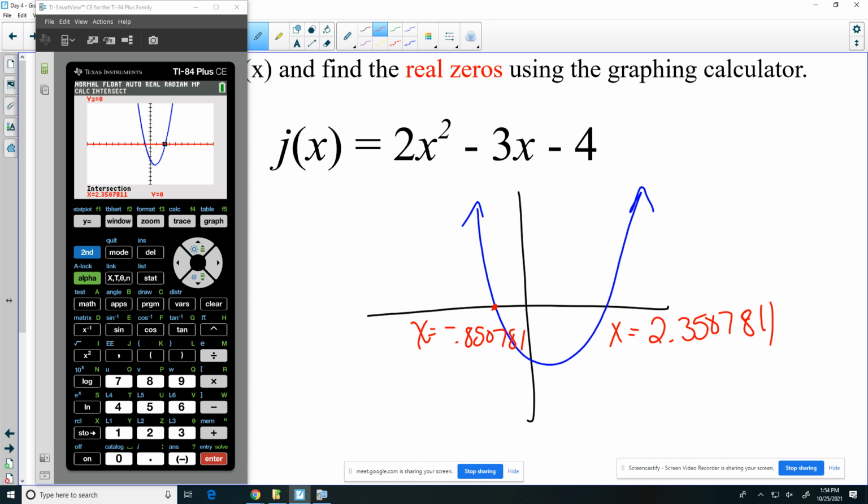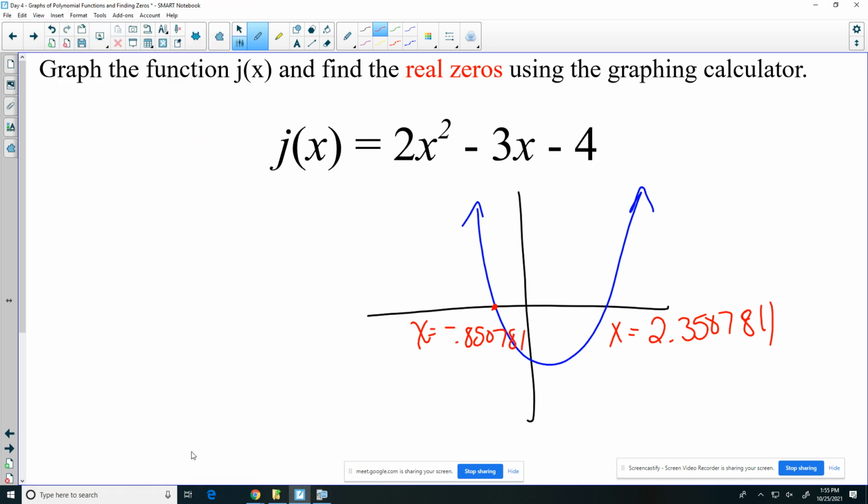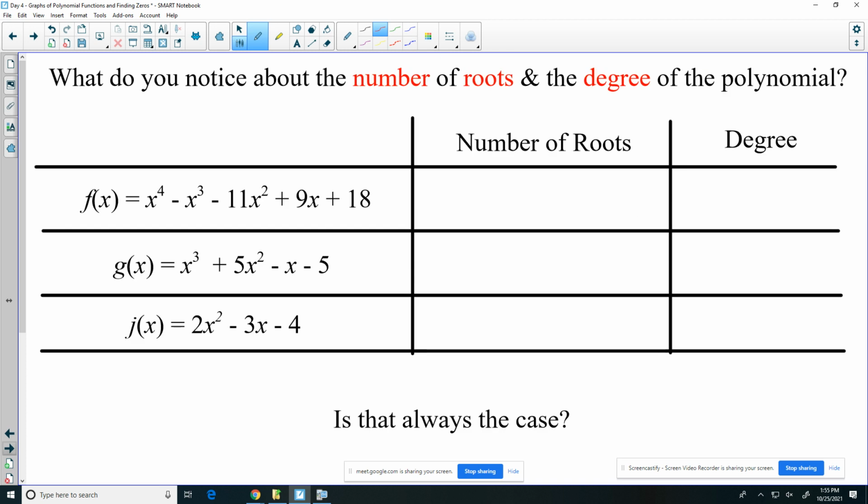Any questions so far? Let's tie this all together now. So we just did 3 different graphs. The first graph, the first function that we did, the f of x function. How many roots were there? Go back and look at your notes real quick. How many roots? 4. What is the degree of this polynomial?